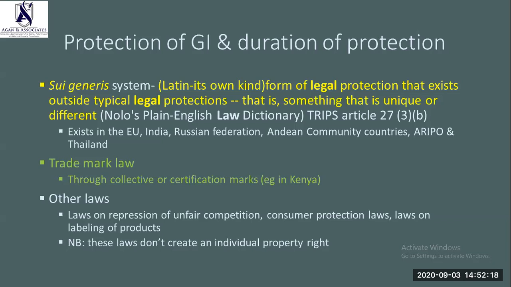If you can remember, last time we indicated that one of the regions that we in Africa have is the African Regional Intellectual Property Organization, which has a sui generis system for protection of GIs. The EU also has, and so do other countries, the Russian Federation, most of the Andean community countries and Thailand. Well, in Kenya, you realize that Kenya is missing. We've had a GI bill, which seems to be dust, and as such, we don't have a law yet, but we have something that is in the making, we hope.